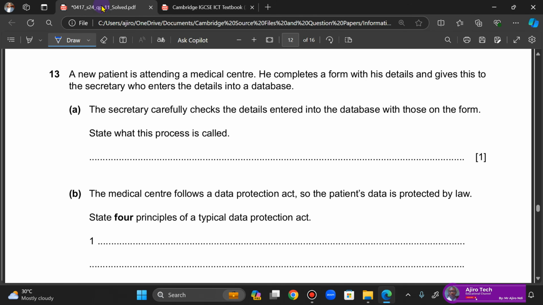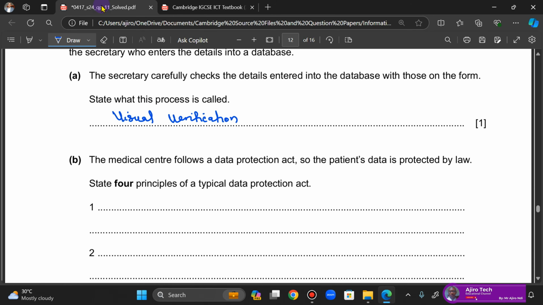Question 13. A new patient is attending a medical center. He completes a form with his details and gives this to the secretary, who enters the details into the database. The secretary carefully checks the details entered into the database with those on the form. State what this process is called. Now, this is chapter 15. Proofing, and we call this visual check, visual verification. Double data entry is when you are entering the data twice.